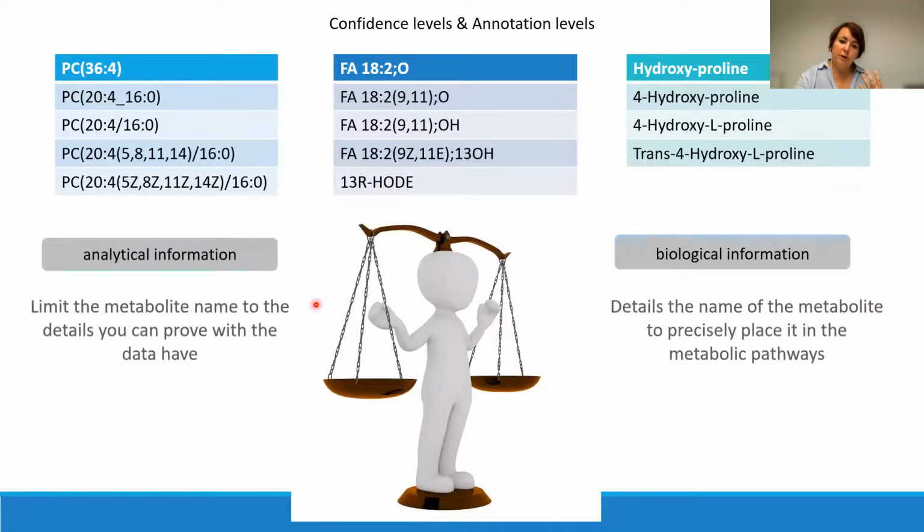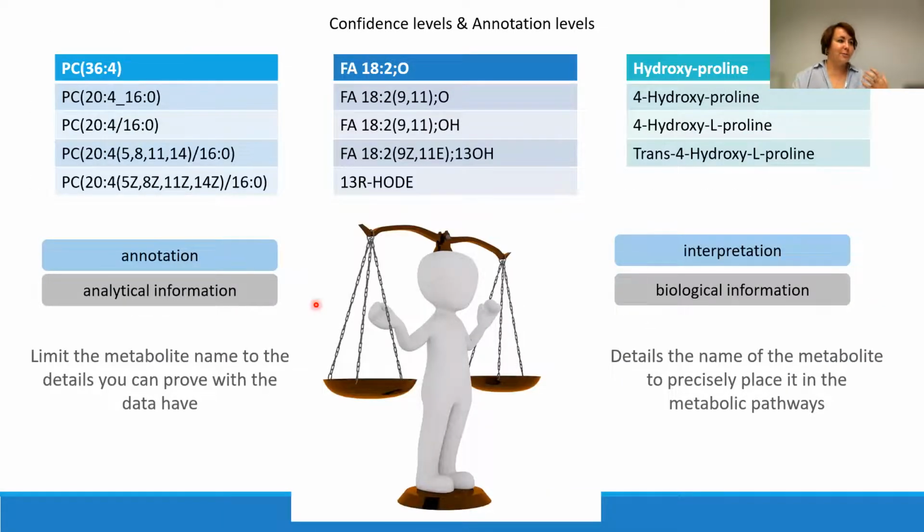But here we are coming to a kind of problematic situation, because from the analytical perspective, and for annotation, we should only provide the information we can prove, only the information based on our analytical evidence. But from the biological perspective, for the interpretation of our data, the names of metabolites, the names of the lipids should be as precise as possible, because in terms of lipids, let's just look into omega-3, omega-6. They will have very different biological properties.